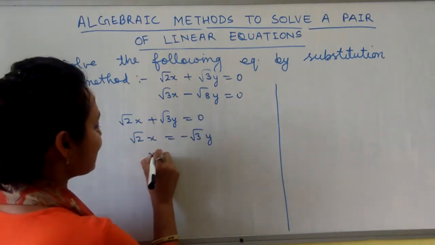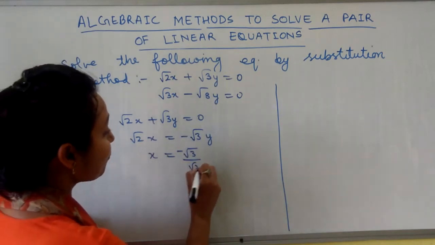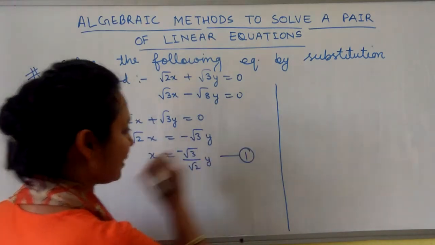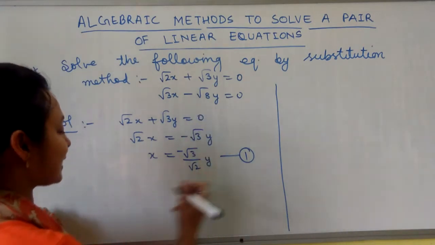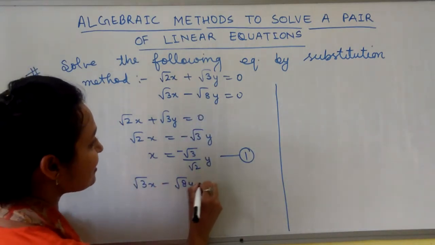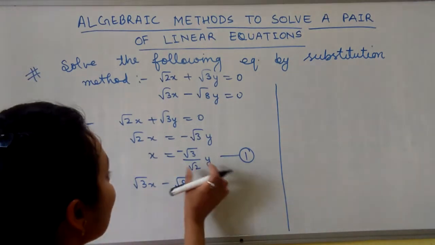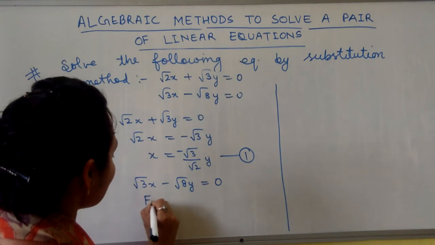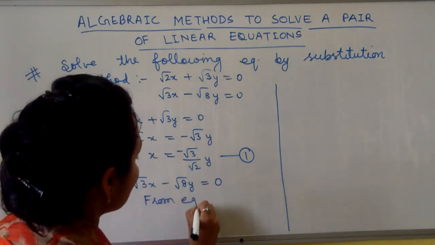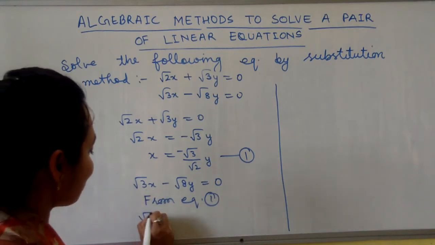This is x = -√3/√2 y. This is equation number 1. Now take the second equation, √3x - √8y = 0. I will take the value of x from equation 1 and substitute it in this place, √3.